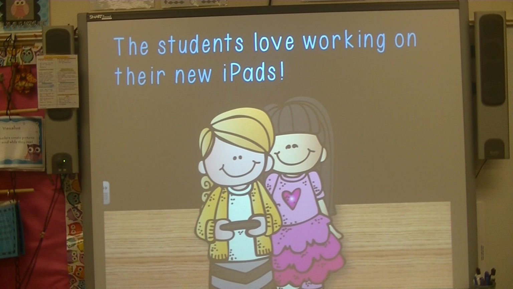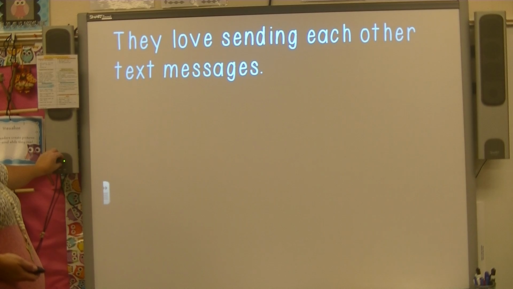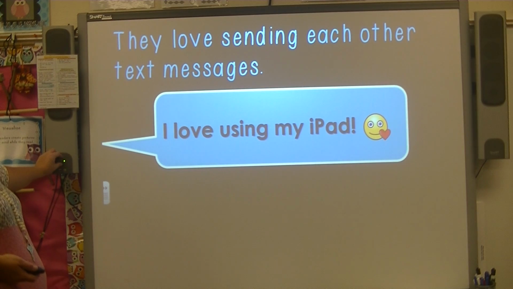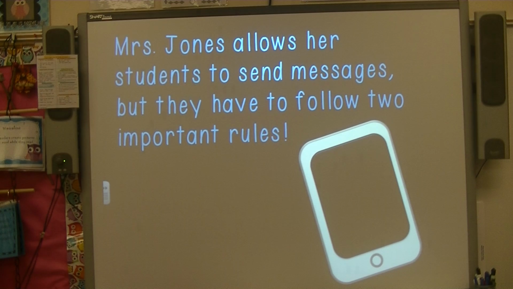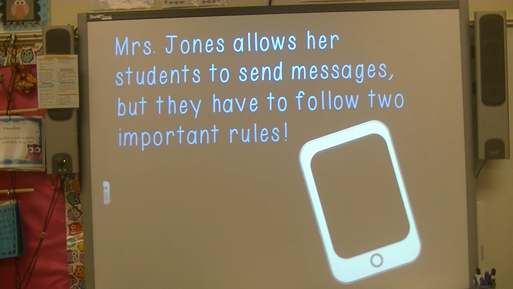The students love working on their new iPads. They love sending each other text messages. I love using my iPad. My iPad is really cool. Mrs. Jones allows her students to send messages, but they have to follow 2 important rules. Let's find out what they are.